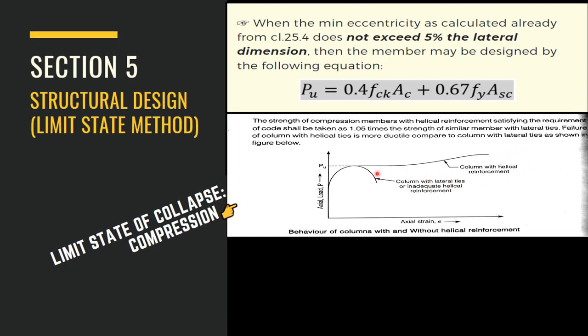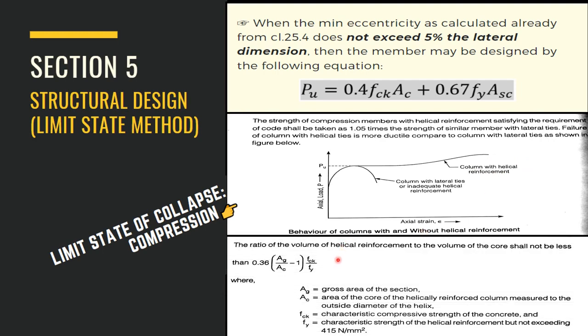So this is the column with the lateral ties. Look at how the axial strain will vary with respect to the load. In case of helical reinforcement, there will be some yield. The failure will be more ductile. This graph shows that lateral ties have less ductile failure when compared to helical reinforcement.